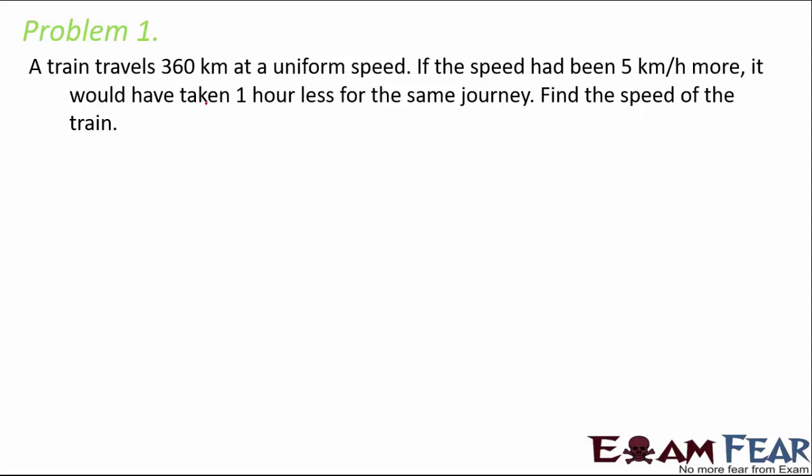So the first problem is, a train travels 360 km at a uniform speed. If the speed had been 5 km per hour more, it would have taken 1 hour less for the same journey. Find the speed of the train. We do not know the speed of the train, so let us assume that the speed of the train is x km per hour. Then the time taken by the train to cover 360 km would be equal to 360 divided by x, that is distance divided by speed. So this would be the time taken in hours.